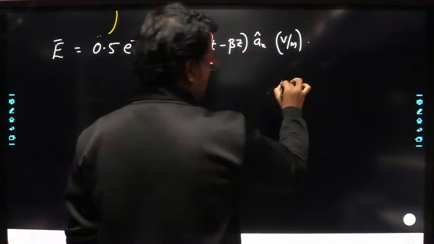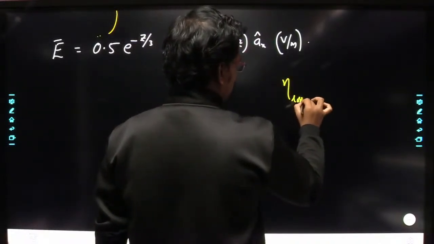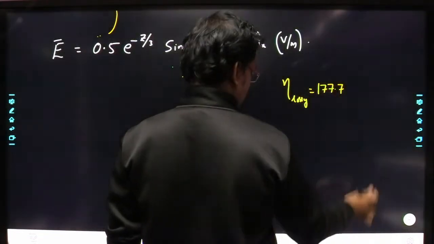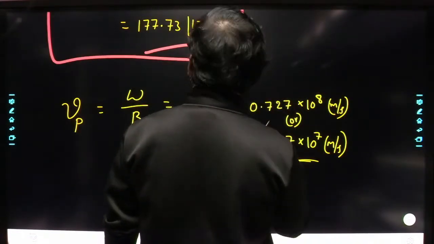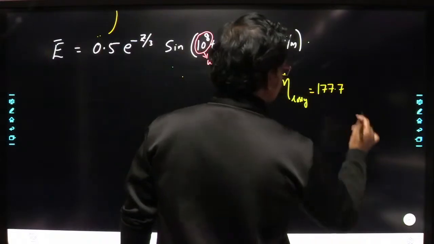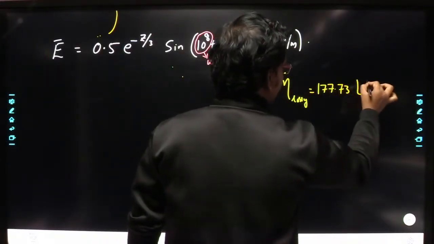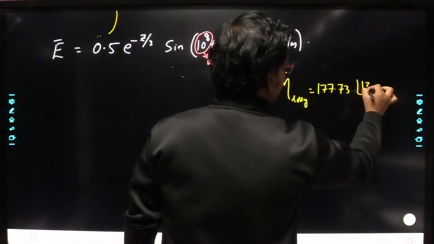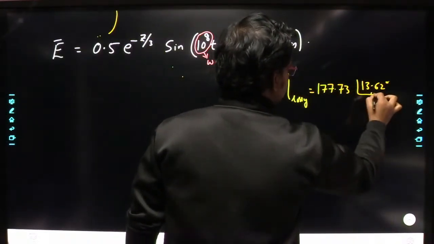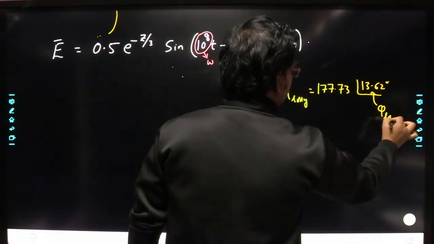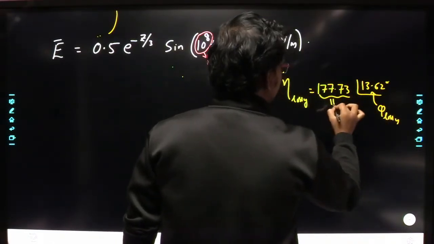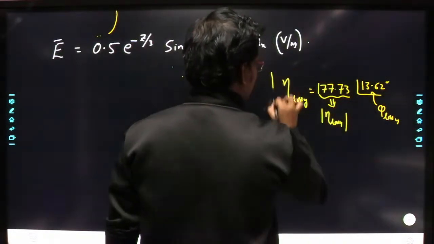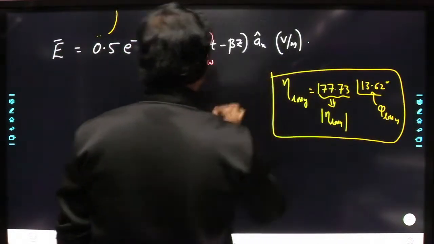And here we got eta lossy is equal to 177.73 at an angle 13.62 degrees. So this is nothing but phi lossy, and this is nothing but the magnitude of eta lossy. So remember these things.